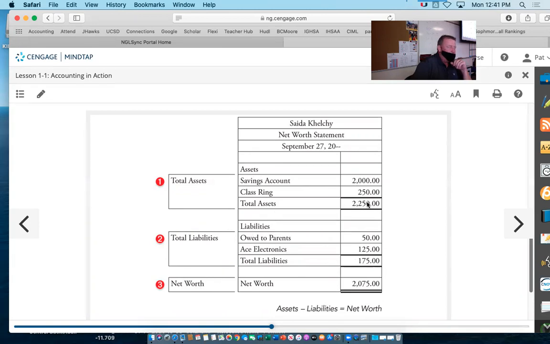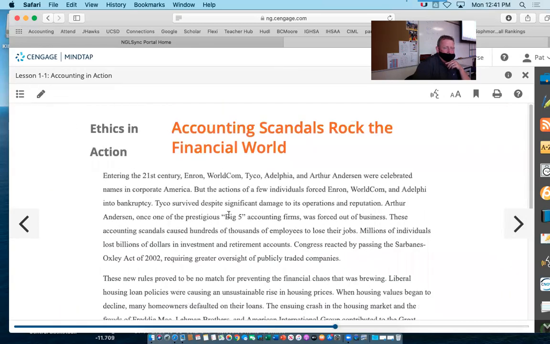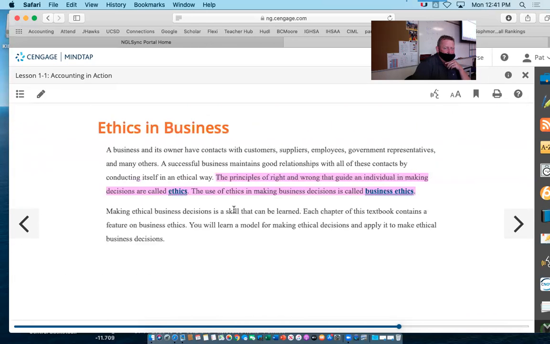And then the net worth is the assets minus the liabilities. All the money we have, all the things we own, minus all the things we owe. Down here at the bottom, it says assets minus liabilities equals net worth. So it tells you. Okay.